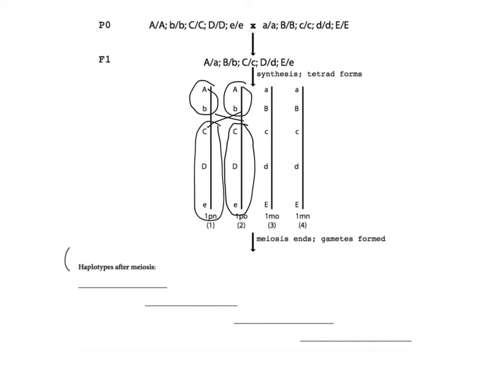the same as the other crossover product. So in this case, you get parental type, parental type, parental type, parental type. Because even though crossing over happened, if crossing over happens between sister chromatids, right?